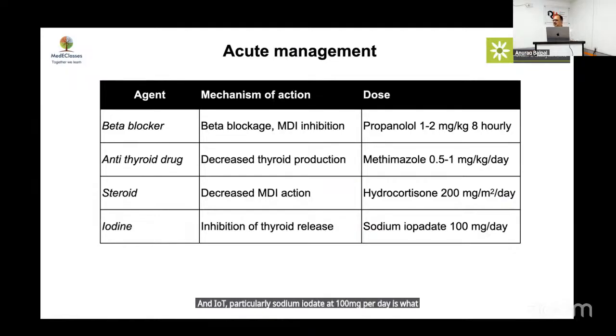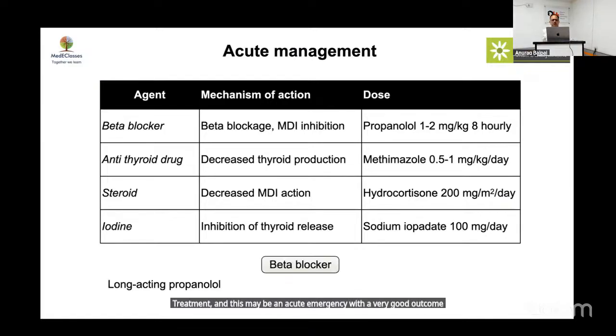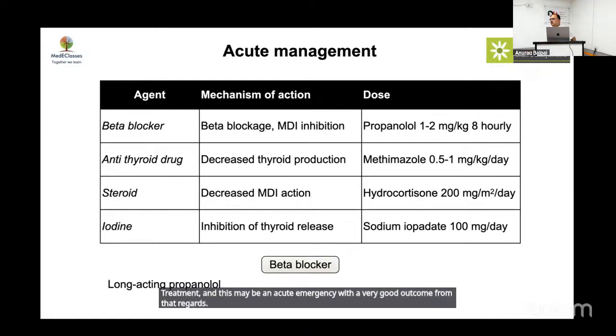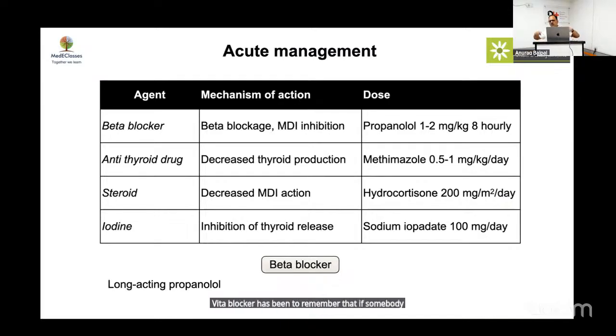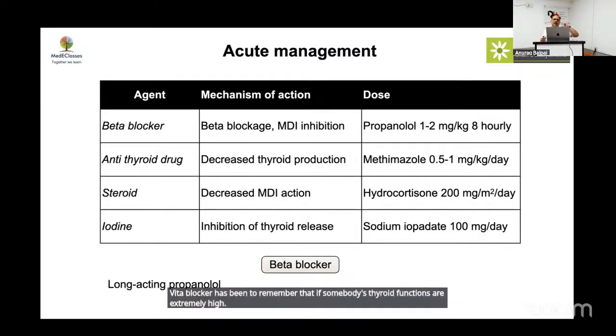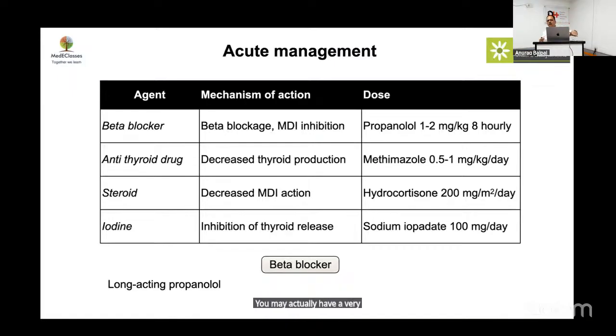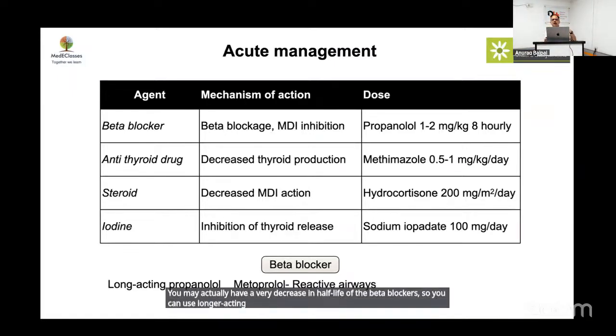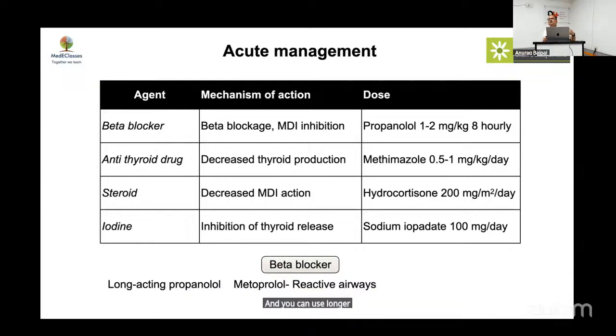is what is recommended in terms of this treatment, and this may be an acute emergency with a very good outcome. Beta blockers, we need to remember that if somebody's thyroid functions are extremely high, you may actually have a very decreased half-life of the beta blockers. So you can use longer acting preparations, and you can use longer acting preparations given more frequently.